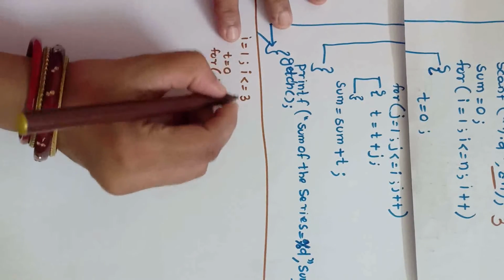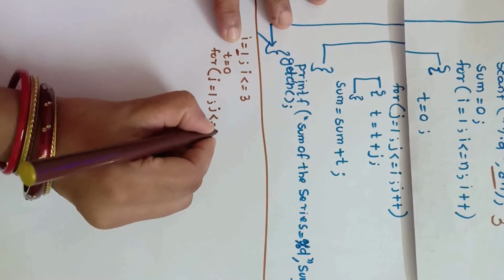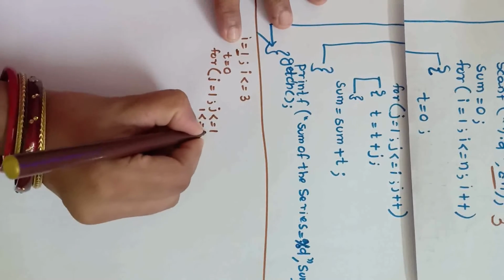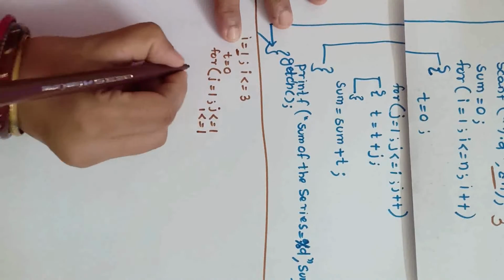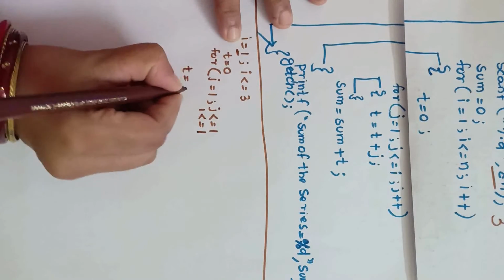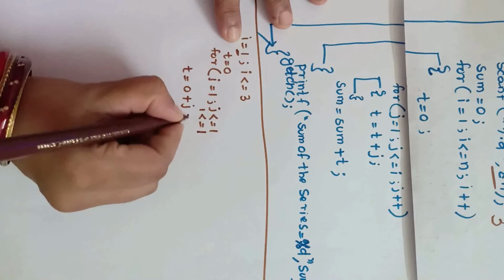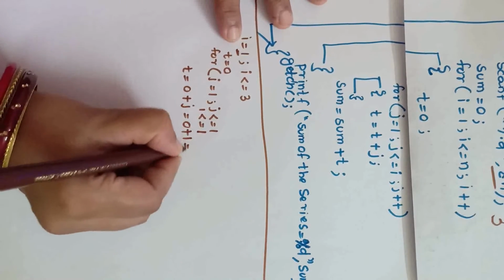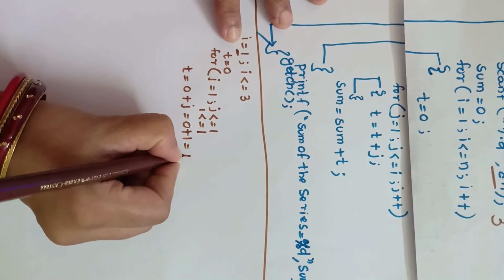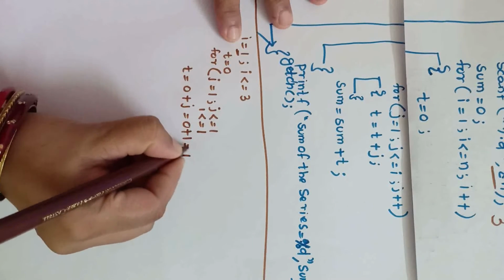What is the value of i? The value of i equals 1. So 1 is less than or equal to 1. The condition is satisfied. Satisfied means now t equals t plus j. So 0 plus j equals 0 plus 1 equals 1. So this is my value of the first one.